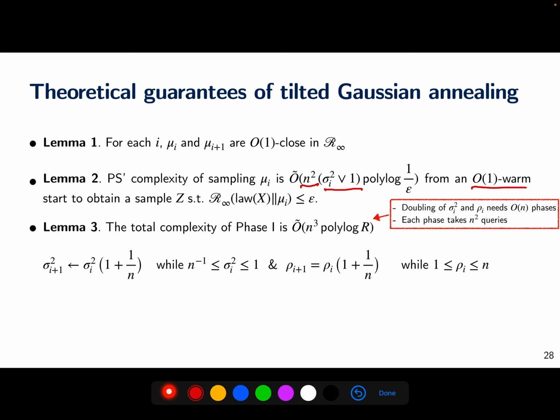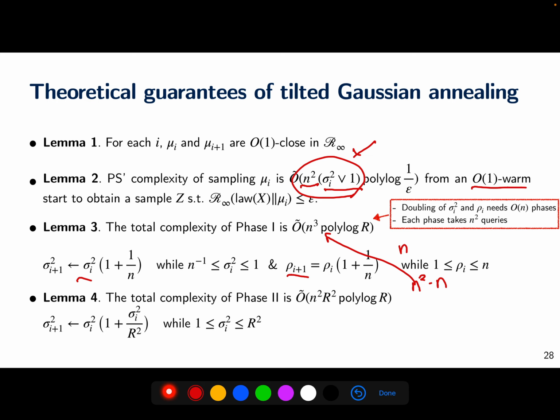This is because the multiplication here is 1 over n, so doubling of mu I and sigma I squared takes roughly n phases, right? n inner phases, and also each phase takes n squared queries according to this result, so that n squared times n simply gives you n cubed queries here.